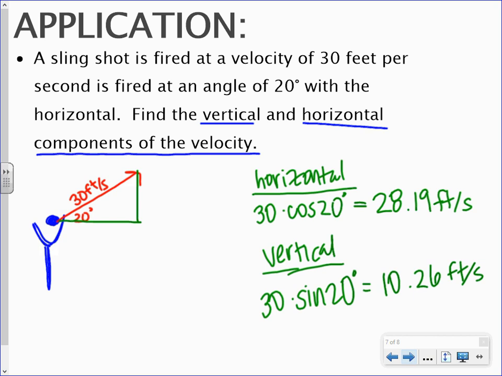If you're standing right in front of the person with a slingshot, which I hope you would not be, because you might get hit with that rock that they're shooting, you would only see that vertical change at 10.26 feet per second. But in reality, that thing's coming at 30 feet per second. But you'd only see that vertical change at 10 feet per second.